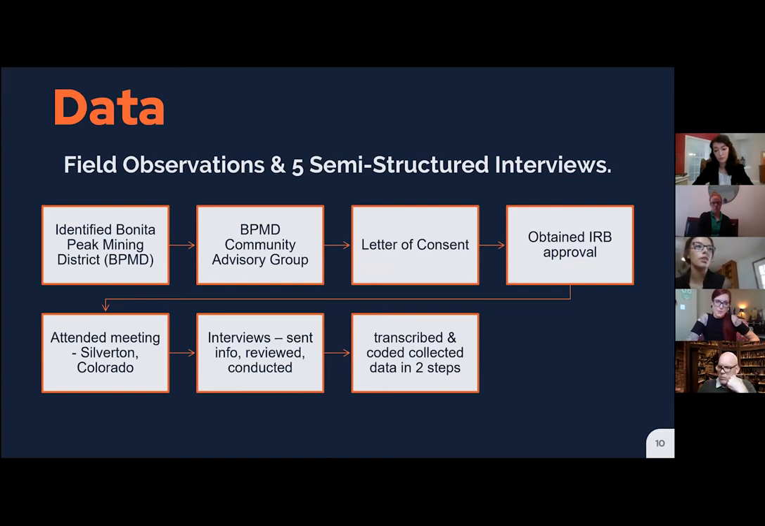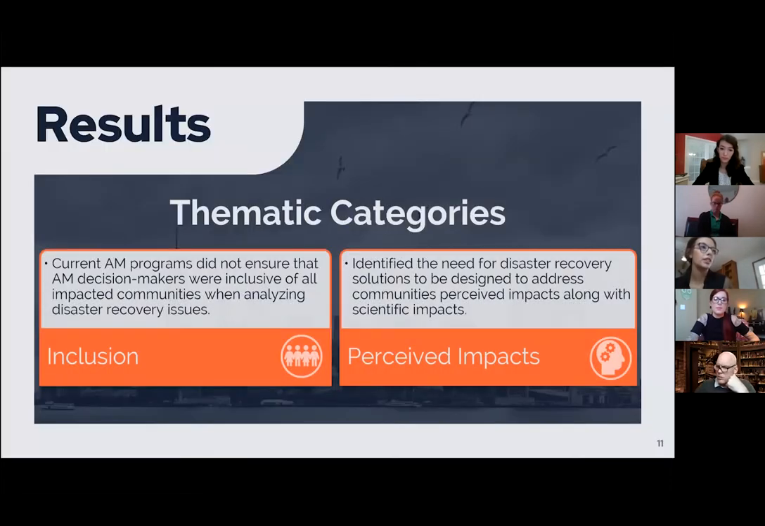Over the course of the week, I completed the interviews, which I audio recorded, and then transcribed and analyzed the data. So from the collected data, 2 thematic categories emerged.